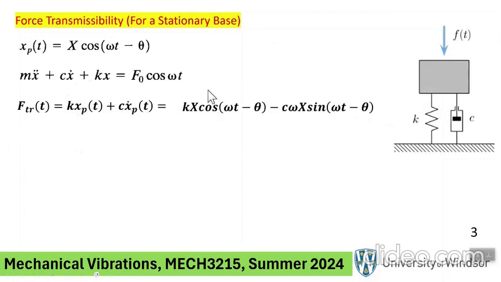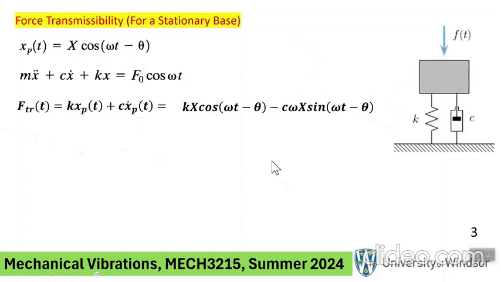And there we are. So here is your kx. There is your c x dot. The reason we get a minus sign is because you're differentiating cosine here. We get a minus sign, and of course, there's going to be an omega in the front. And there we are. This is how the force is going to get transmitted through the spring and the damper to the ground. This is the transmitted force.